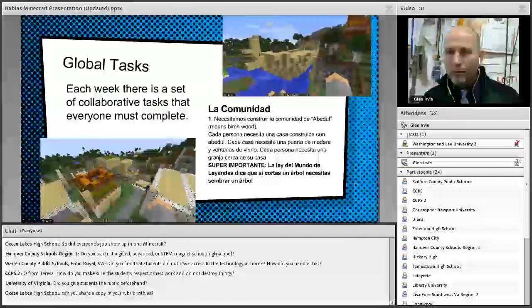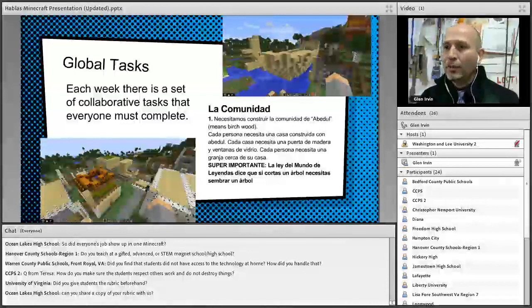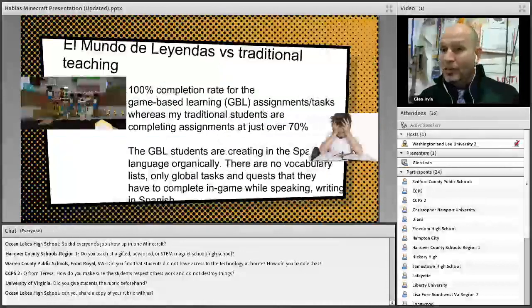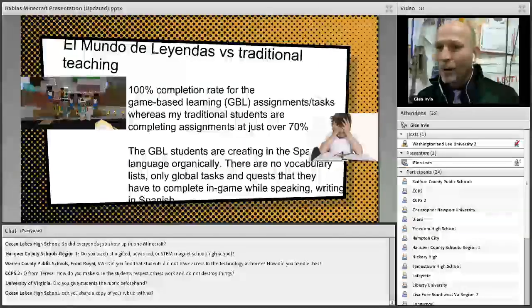So I did have probably a 60-40 split, 60% students working on Minecraft stuff and about 40% students working on the traditional assignments. Which was totally awesome. Great way to be able to go ahead and determine that. I actually have more evidence than this too.